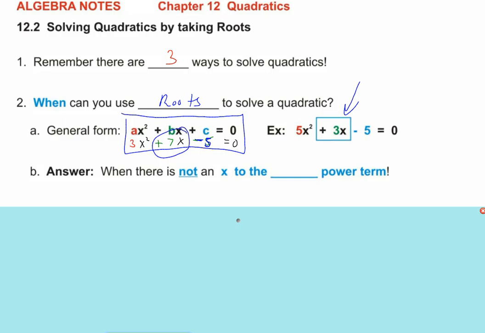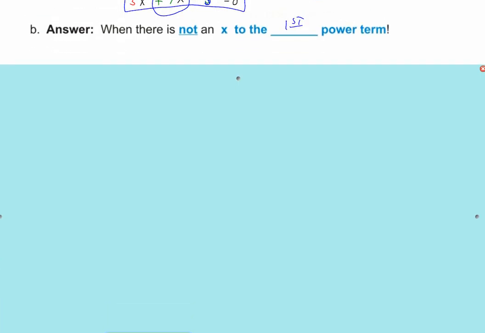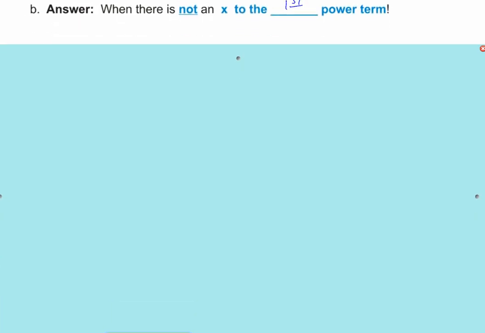All right, so answer when there is not an x to the first power term. Right? And again, that first power is never shown. There'll be a squared term because it's quadratic. That's what we're doing. So in both of the examples I just gave, you would not be able to solve it by using roots, because there is an x to the first power term. When there's not, we can solve using roots.